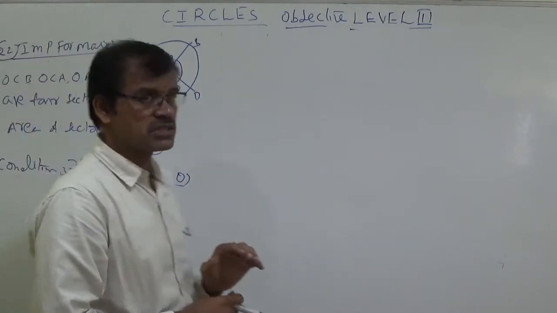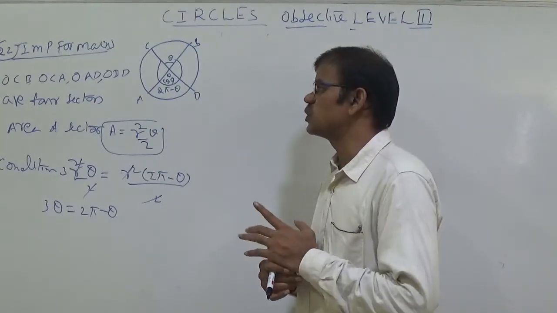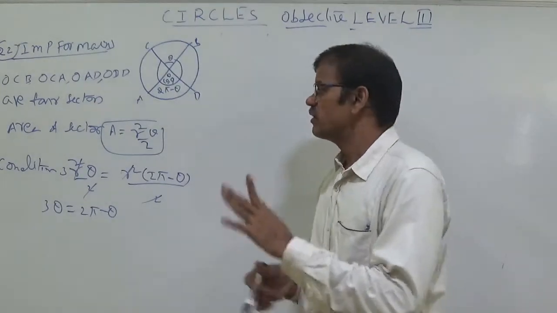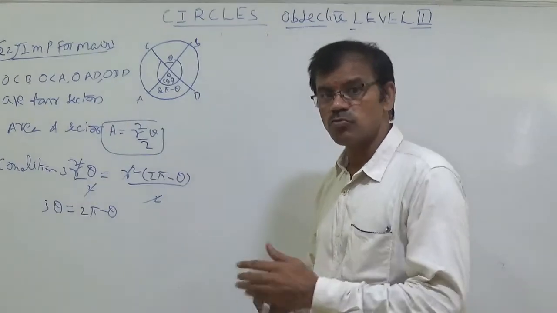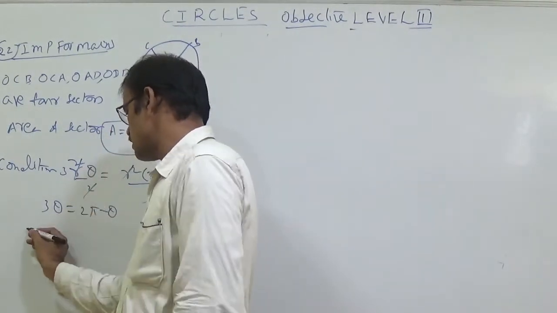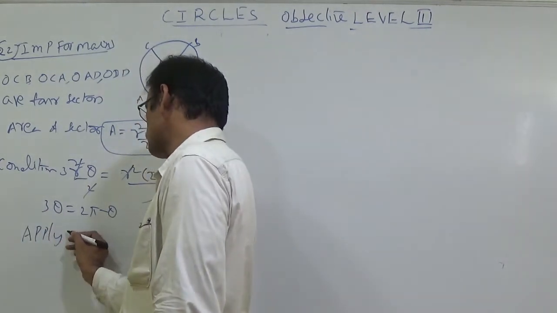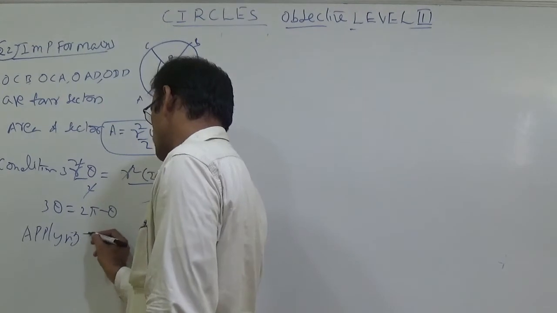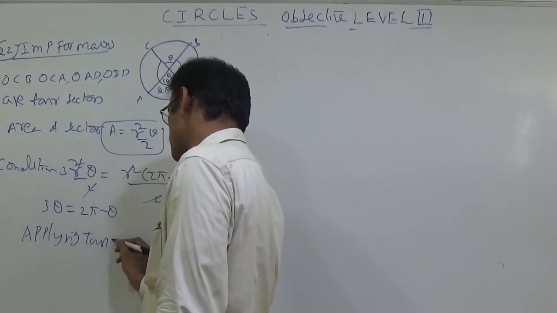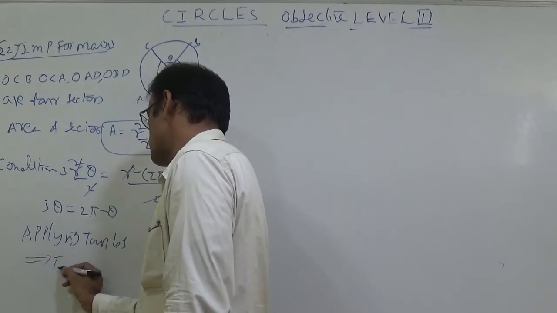Don't write it like this, theta is equal to pi by 2, because whenever you write theta is equal to pi by 2, you will not get the answer. To get the answer, you should apply tan on both sides. Applying tan both sides, that implies tan 3 theta.